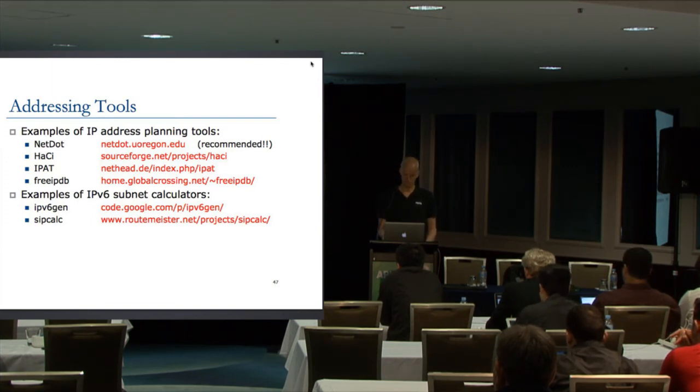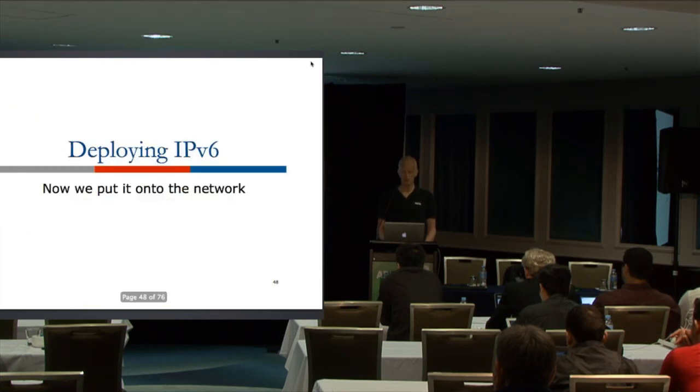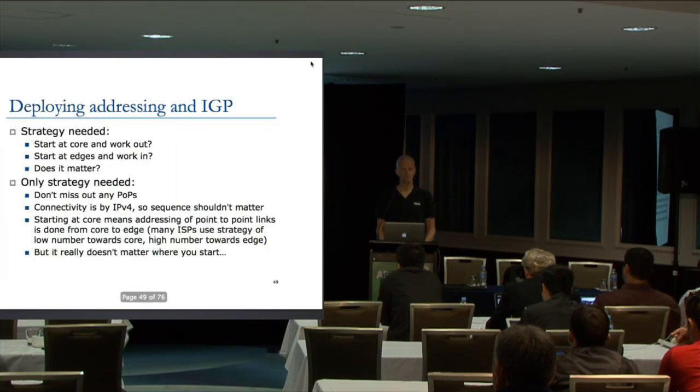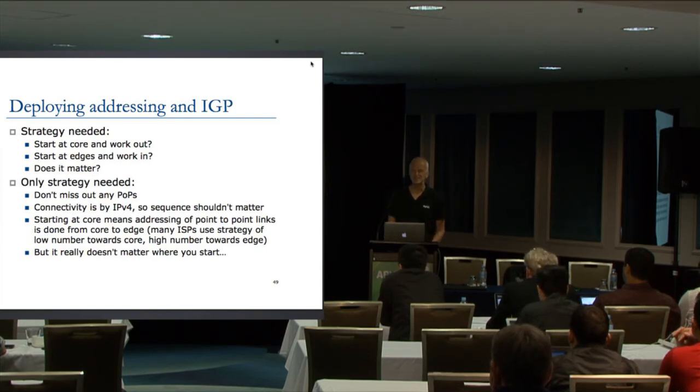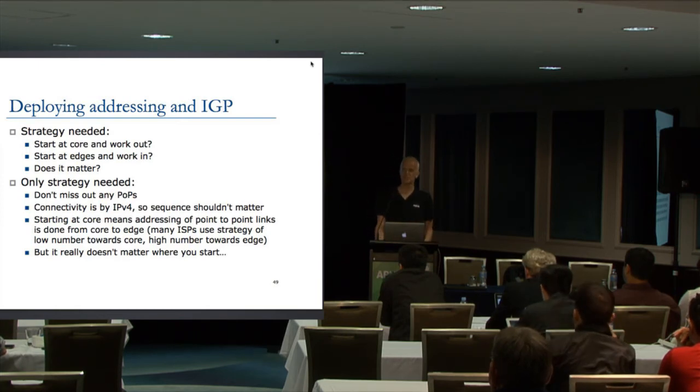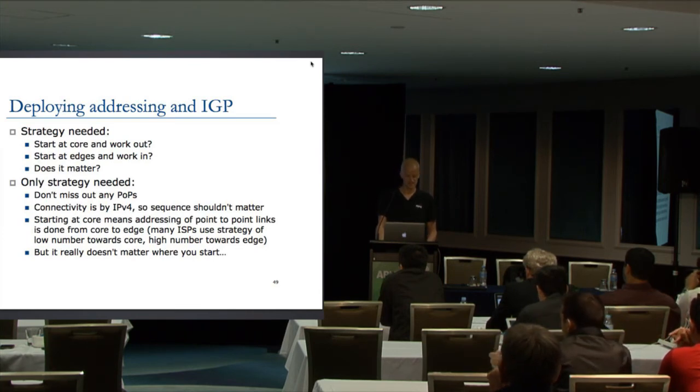Right, we're now going to put it onto the network. Where do you start? Actually, it doesn't matter. You could start at the core and work out, or start at the edge and work in. What's important is don't miss any point-to-point links. It shouldn't really matter because we're logging into all the routers using V4, so you can start anywhere. Just don't miss things out. If you miss things out and then turn on routing protocols, funny things can happen.